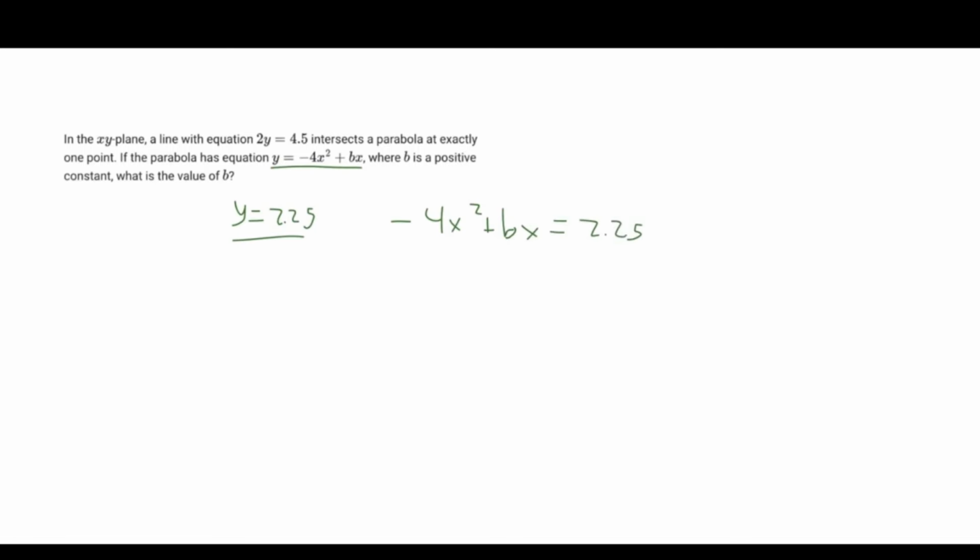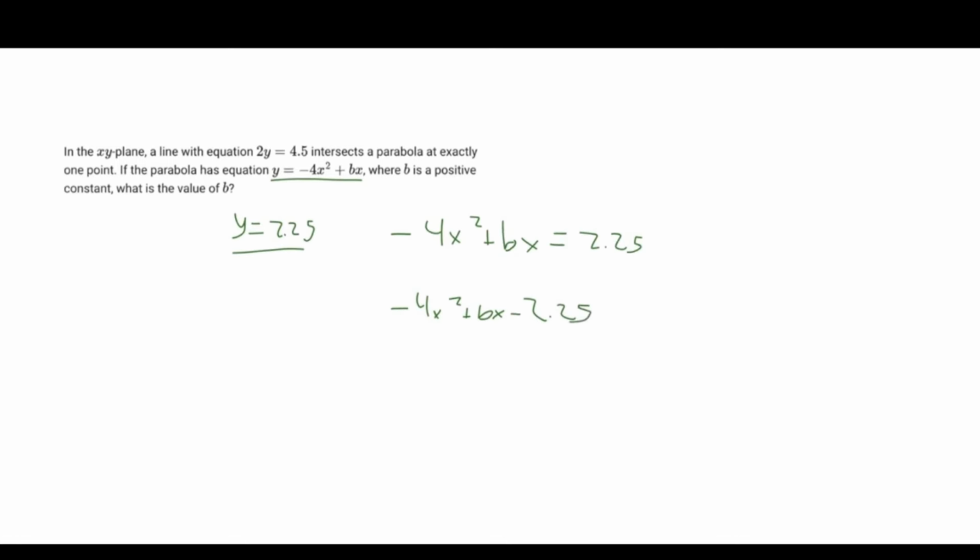You'll find we'll get a quadratic, which has the actual c value. So this becomes, let's write this out, negative 4x squared plus bx minus 2.25. And so now in order to solve this problem, what we need to do is actually tap into the quadratic formula. So in the quadratic formula, there is this part called the discriminant, and that is the square root of b squared minus 4 times a times c.